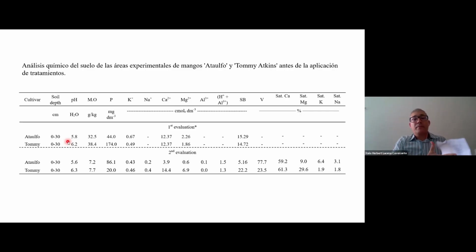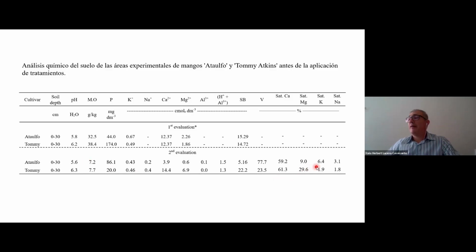Over here, we see the chemical analysis prior to the initiation of the experiment. So look at the pH for Ataulfo and Tommy in the first evaluation, and then look again at the second evaluation. If you look closely at this second evaluation, this is more approximate to the treatments that were applied. So when we talk about pH, we see a pH of 5.6 for Ataulfo and 6.3 for Tommy. So the Ataulfo required a little more observation.